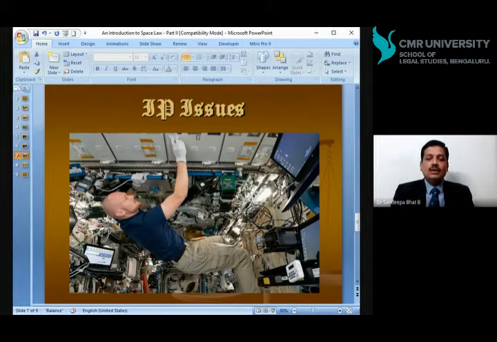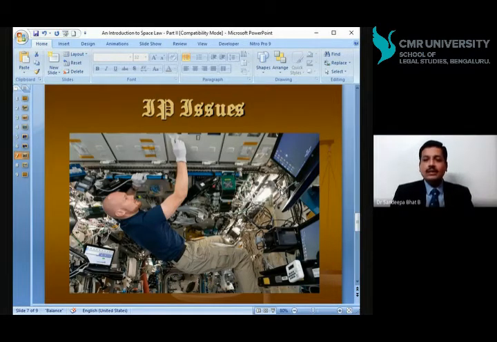At the international level, especially under the space activities, there are two questions which crop up regarding the patents. First is, can there be granting of patents for an invention which is conducted in the outer space or celestial bodies? This is crucial because patent is a monopoly right. It's a monopoly right granted to the inventor.